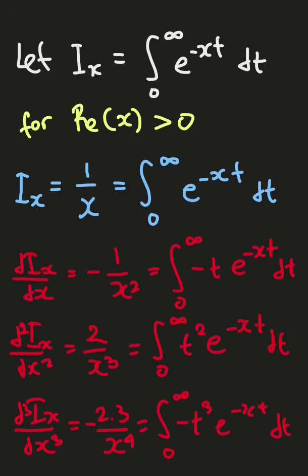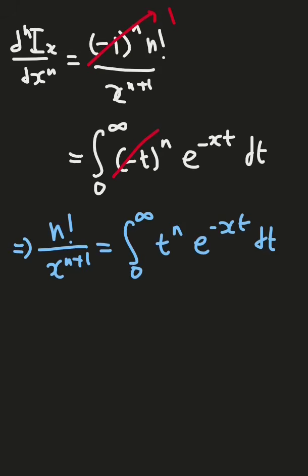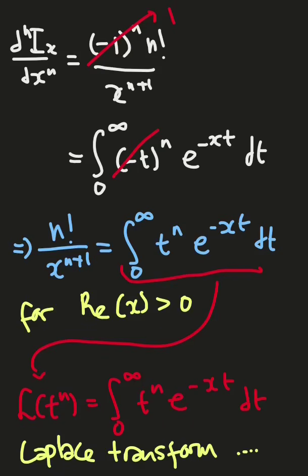And then we keep going with the order of differentiation with respect to x, so we get the pattern as this. Notice that we can simplify both result form and integral form by removing the -1 here, so we get both result form and integral form in this blue. And don't forget the assumption that real part of x is greater than 0. Anyway, this integral result we can denote as L of t to the power of n, known as the Laplace transform with input function t to the power of n, that as we know is a function of x.